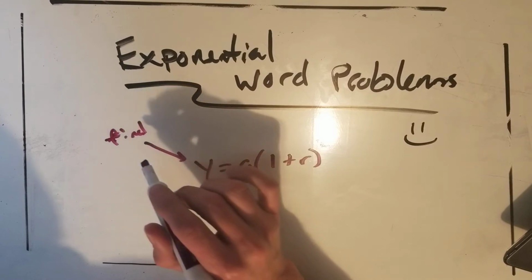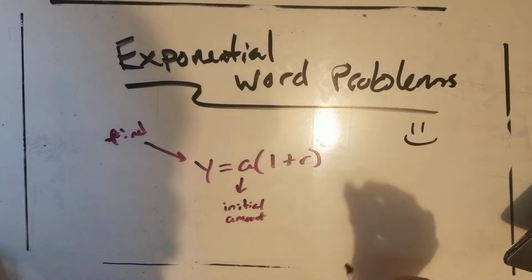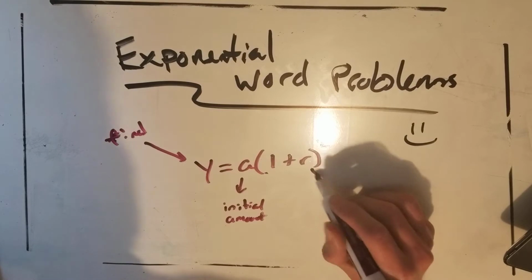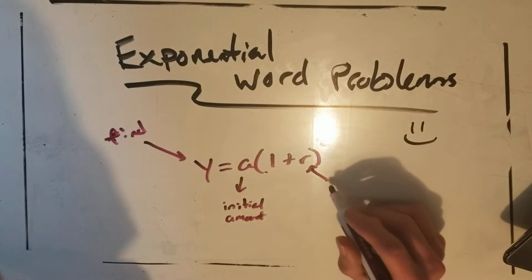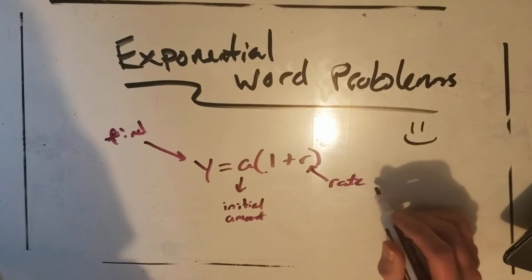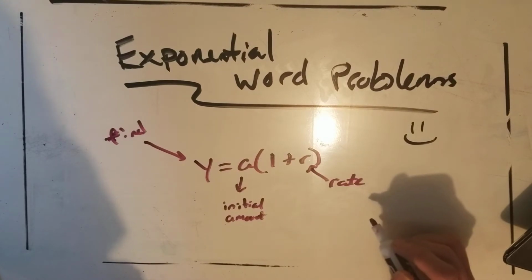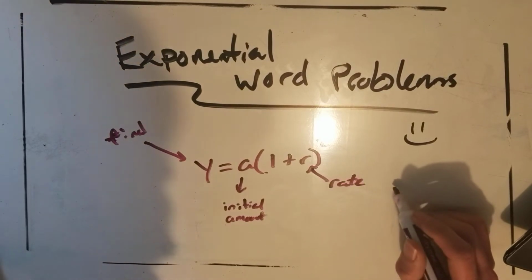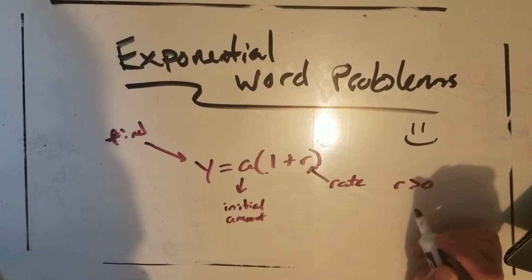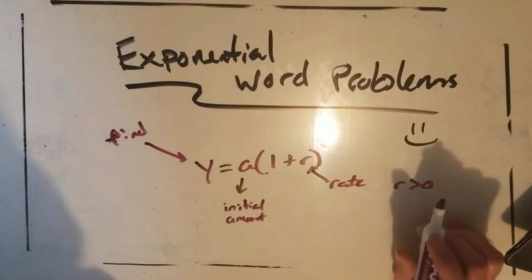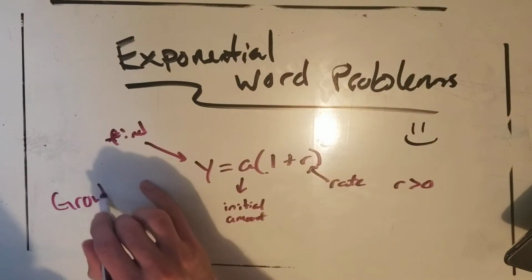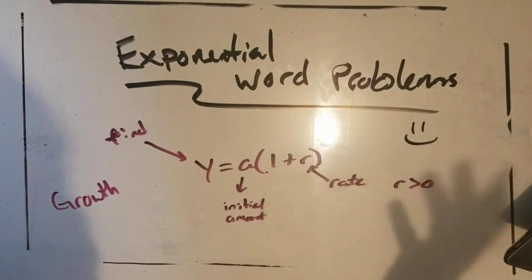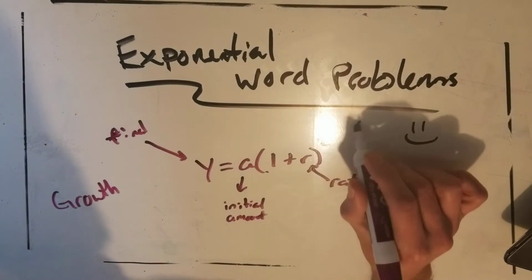So y will be your final. 1, we'll talk about what 1 is. And r is going to be like your rate of how much you're changing by. And r is going to be greater than 0. It's going to be positive. This is going to be for a growth function. So that's why your r is positive, because you're going to be growing. And t is time.